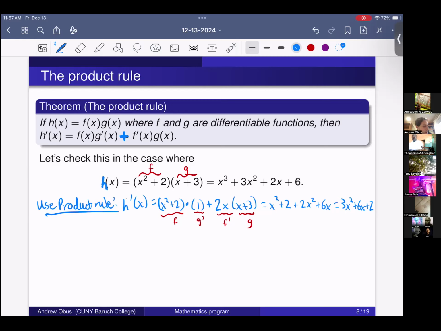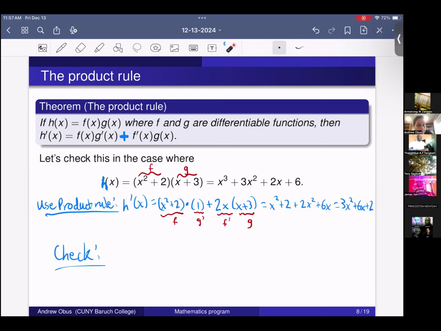Okay? And now we check that this is actually right. Well, we know that this product is equal to this polynomial. We should take the derivative of this polynomial. We should get the same answer if the product rule is right. Well, let's check by taking the derivative of this. Yes, question?